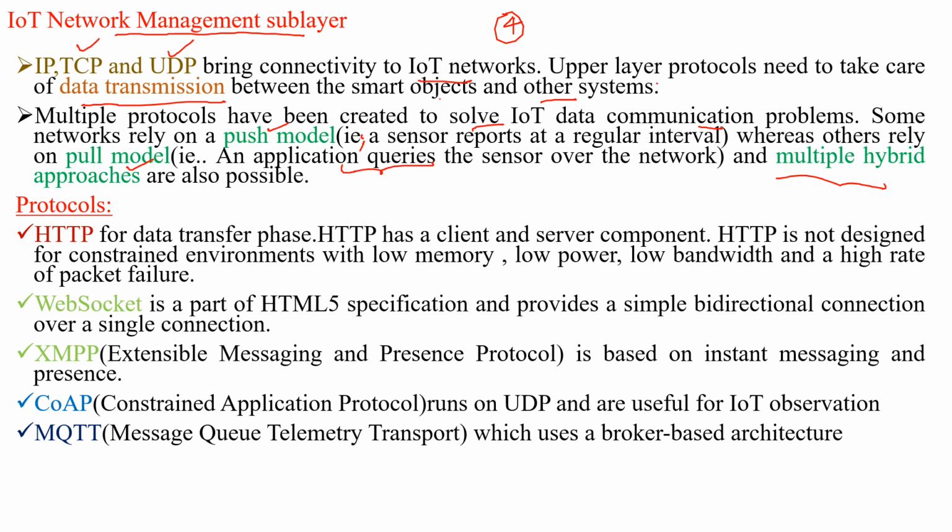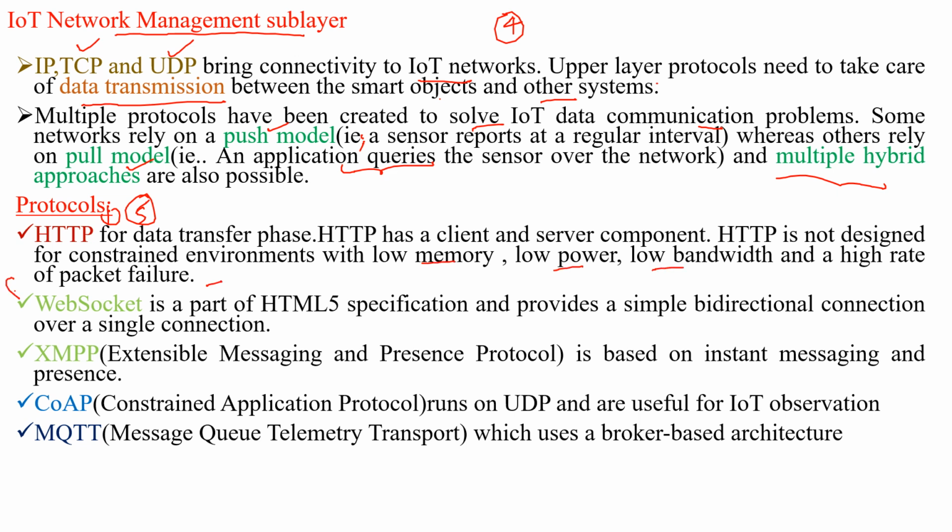Now, what are the protocols used in this IoT network management sublayer? Mainly there are five protocols which are used. One is HTTP. For the data transfer phase, HTTP has a client server component. HTTP is not designed for constrained environments with low memory, low power, low bandwidth and high rate of packet failure.